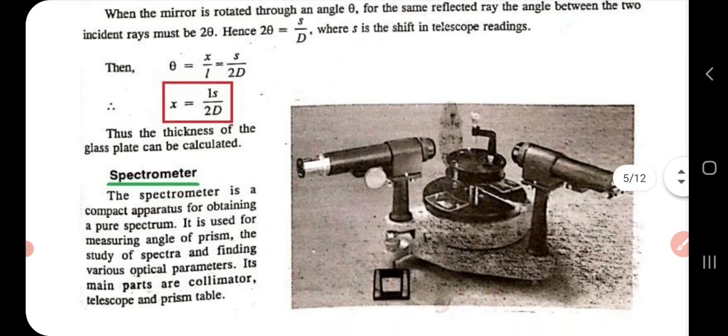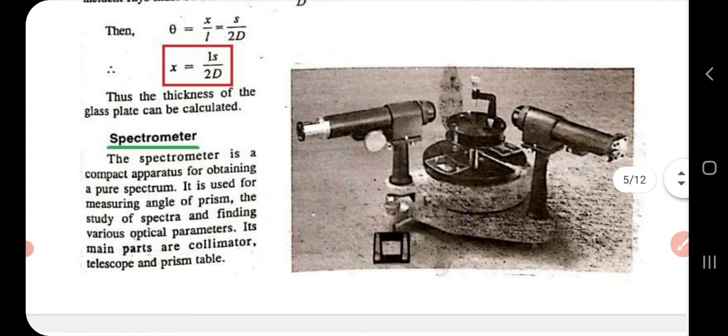Now, another such instrument that you use in the lab is the spectrometer, which is a very important experiment. So now also, just like the scale and telescope method, you just go through the theory part. When you do the experiment on your own in the lab, everything will be clear. Okay. So the spectrometer is nothing but an instrument used to measure the angle of a prism. Okay, let's go through the theory.